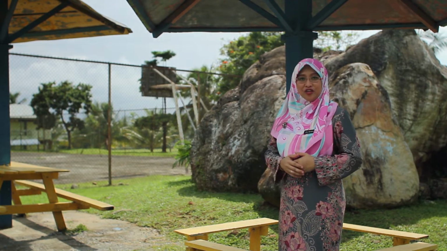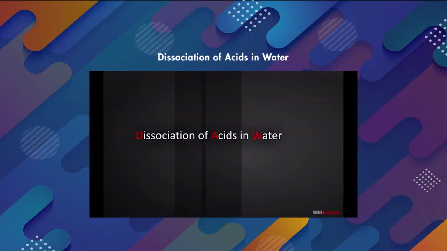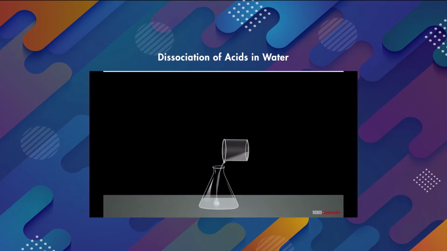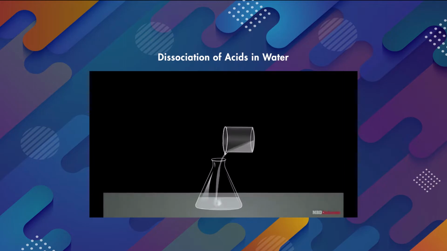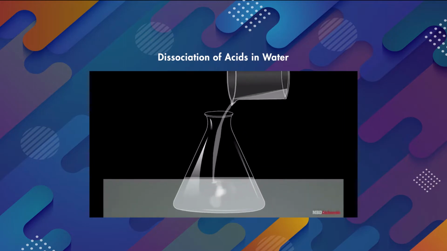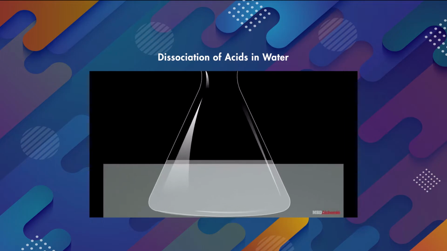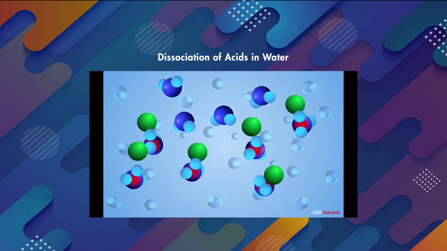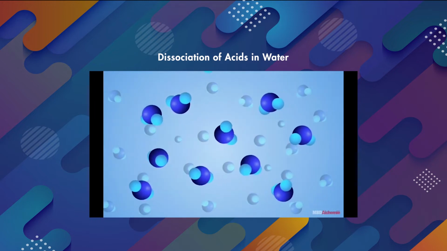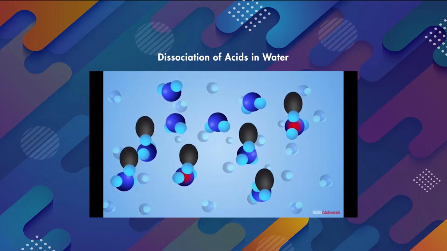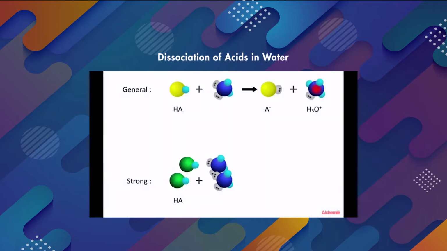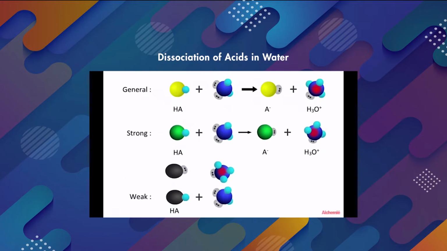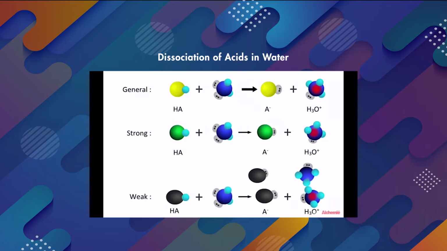Let's watch the animation: dissociation of acids in water. When acids are dissolved in water, they undergo ionization, and generally hydrogen ions and an ion of the acid are released in the aqueous solution. Dissociation of acids means that when acids are dissolved in water, an acid molecule transfers its H+ ion to the lone pair of electrons of the water molecule, and a hydronium ion, H3O+ ion, and an anion are released in the solution.